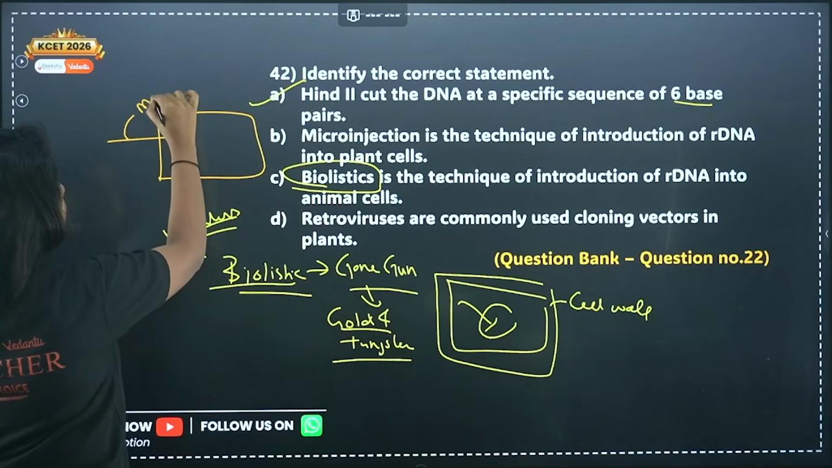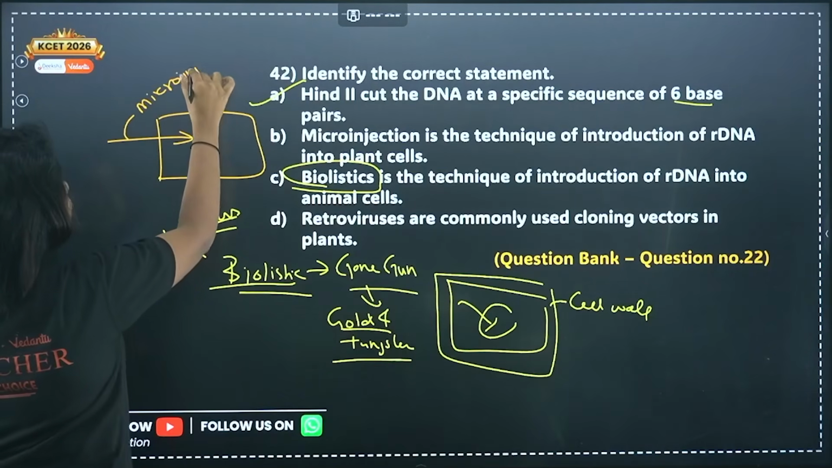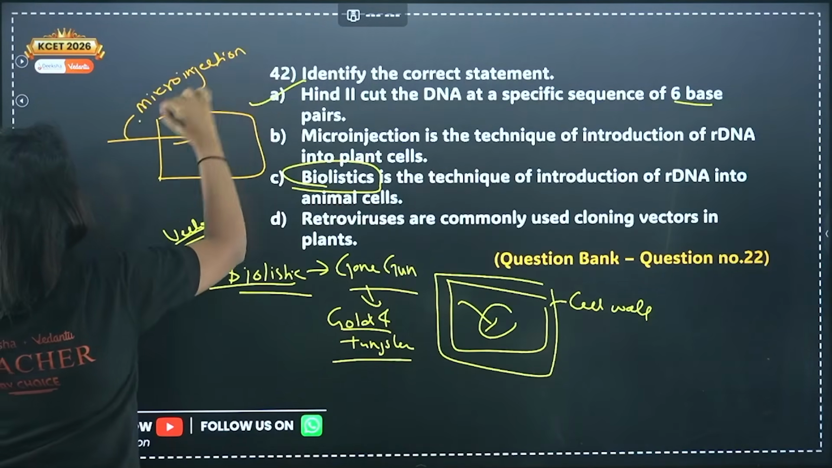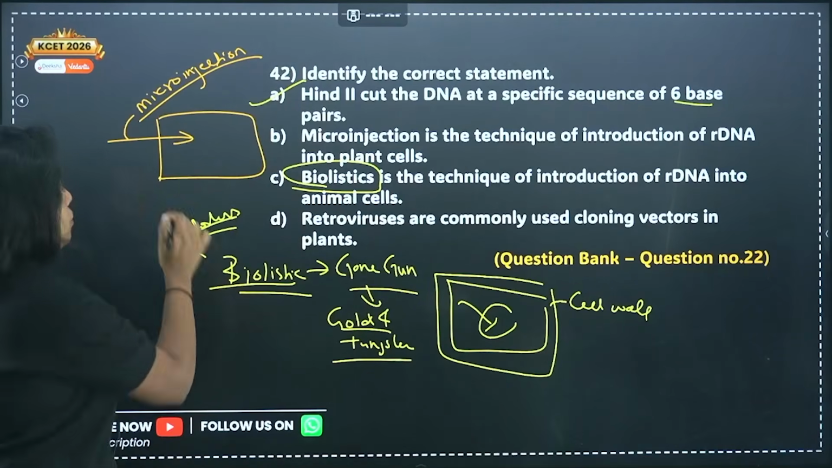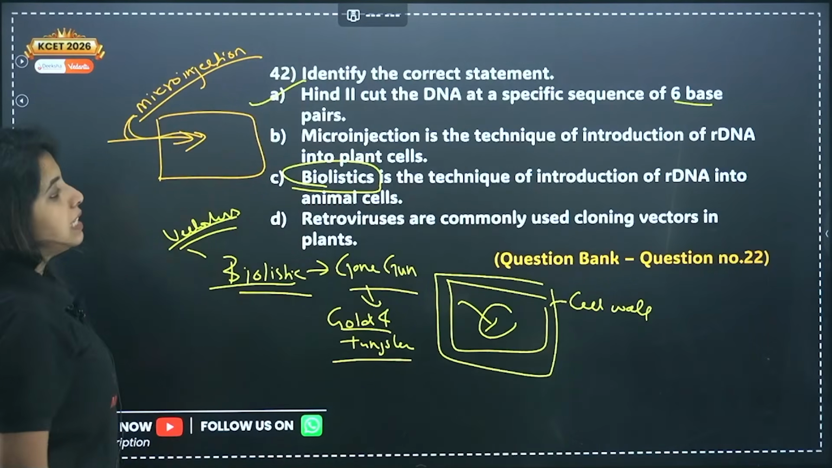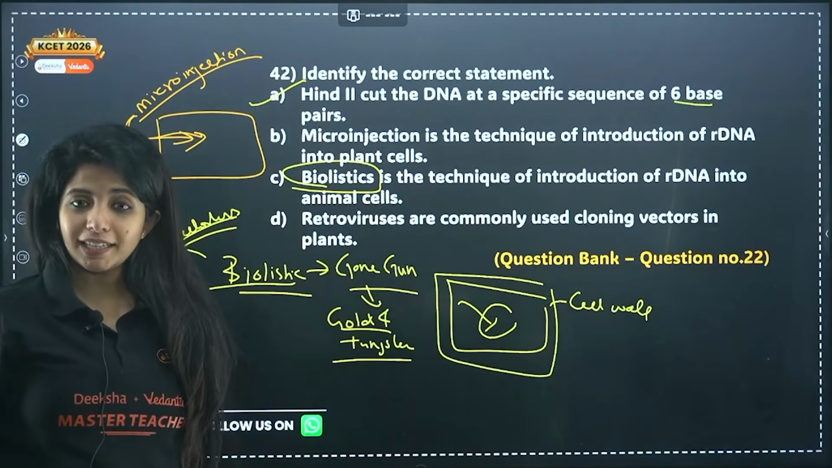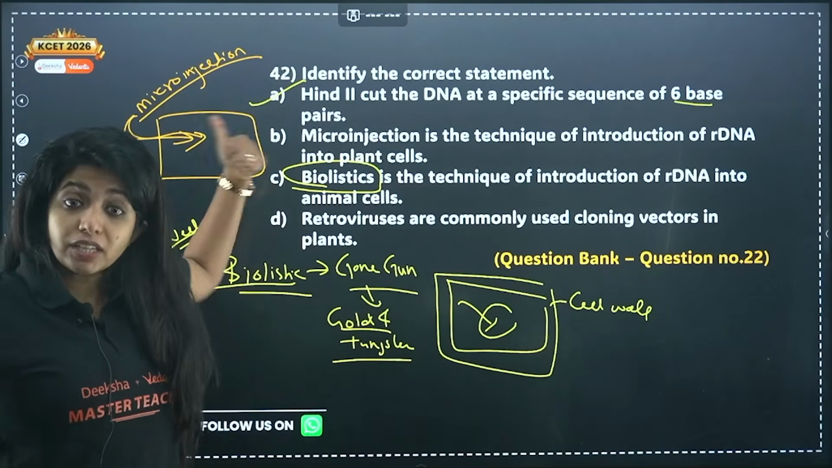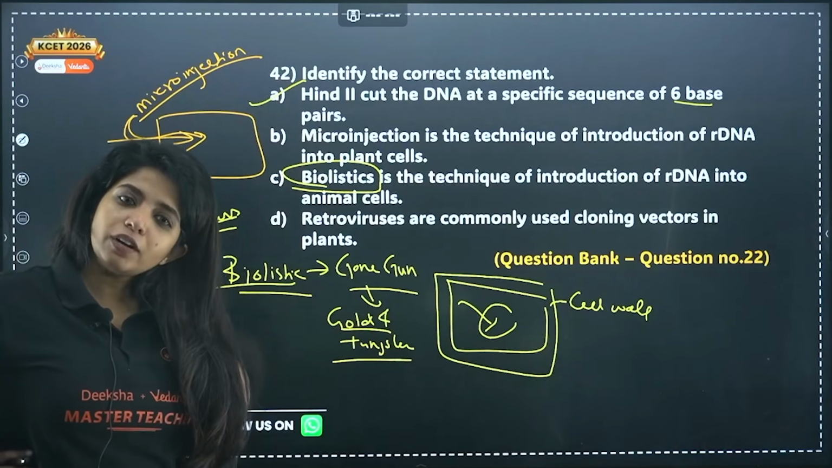For that, you have a technique which is known as micro-injection, which basically transfers the genetic material inside the animal cell. That is for micro-injection. This is a vectorless method. Ma'am, do we have vectors for transferring it?